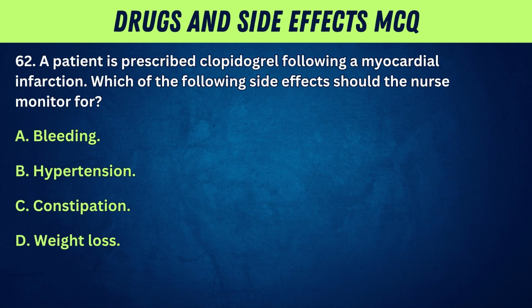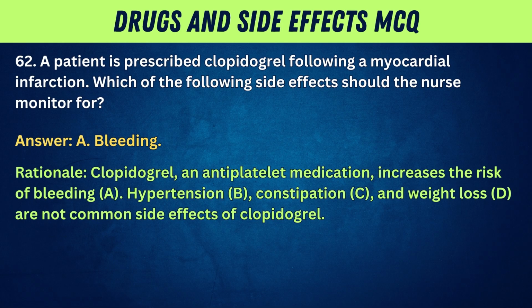62. A patient is prescribed clopidogrel following a myocardial infarction. Which of the following side effects should the nurse monitor for? A. Bleeding. B. Hypertension. C. Constipation. D. Weight loss. Answer: A.